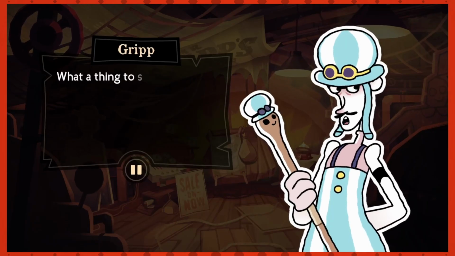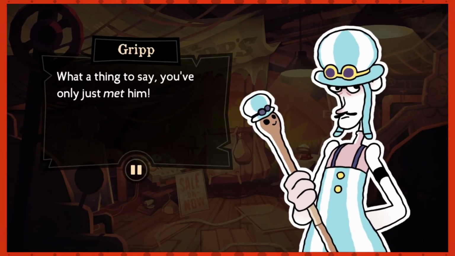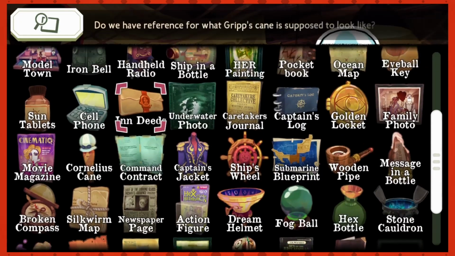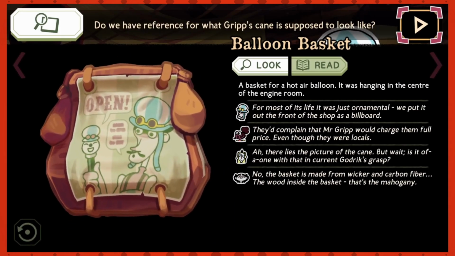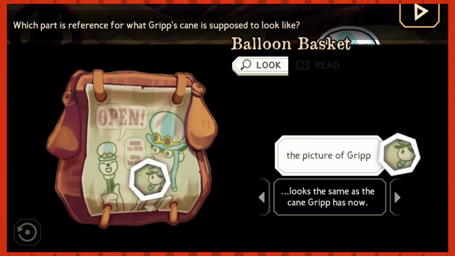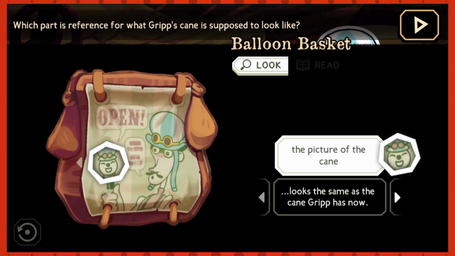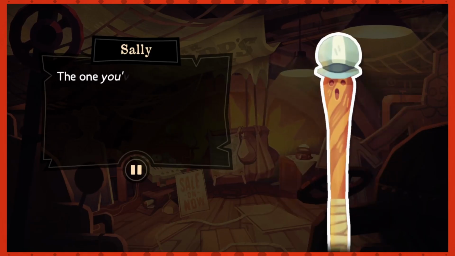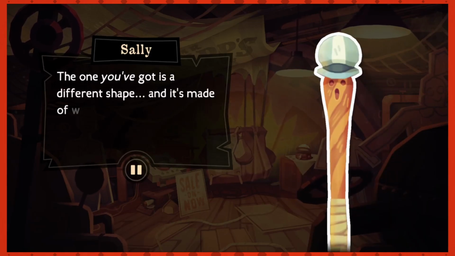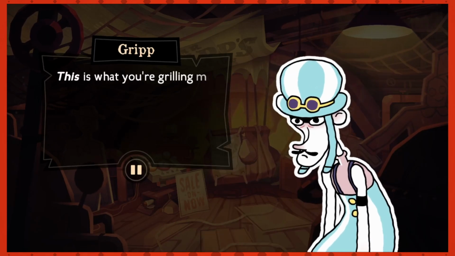What a thing to say! You've only just met him! Well, yeah, but you have a picture of him on the side of your basket, where he looks quite a bit different. Looks different to the cane Grip has now. Now you mention it, they don't match at all. The one you've got is a different shape, and it's made of wood. This is what you're grilling me about.